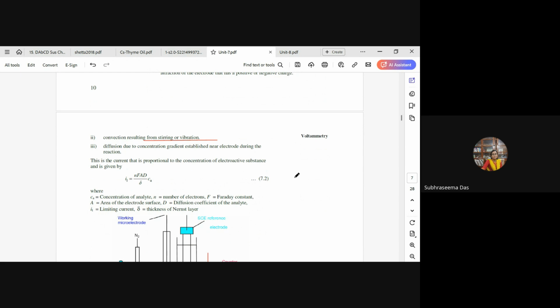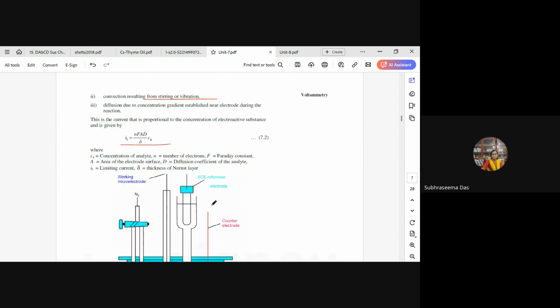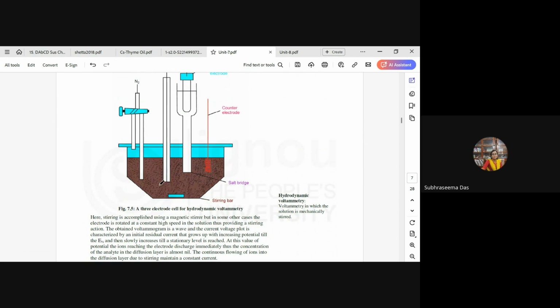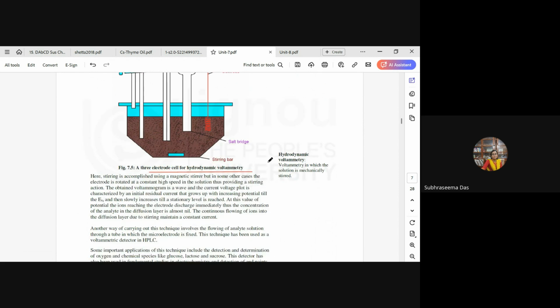So here this is the current that is proportional to the concentration of the electroactive substance, and it is given by the equation 7.2. Here figure 7.5 shows a three electrode cell for hydrodynamic voltammetry. Here the stirring is first done using a magnetic stirrer, but in other cases a stirrer has been provided. The voltammogram is a wave where the current voltage plot is characterized by the E half value. At this potential, the ions reach the discharge immediately, and thus the concentration of the analyte in the diffusion layer is almost nil.